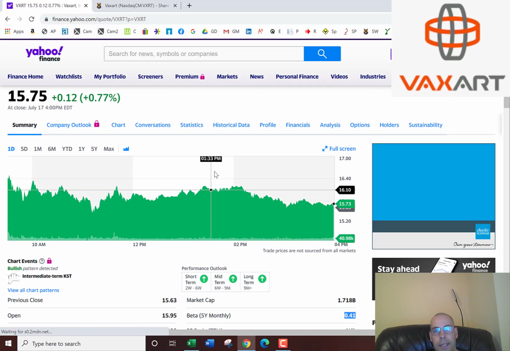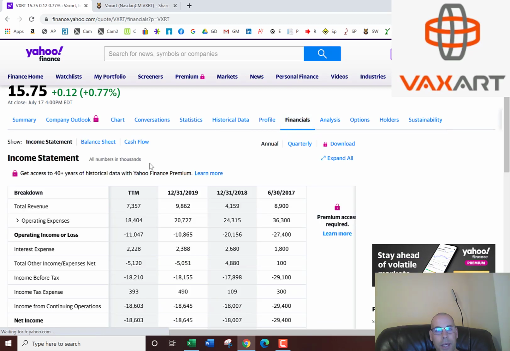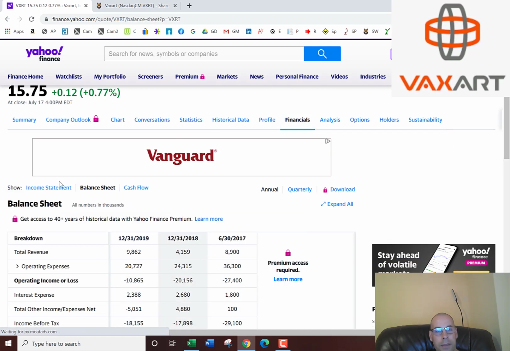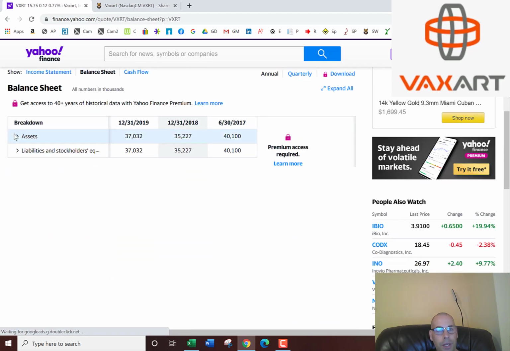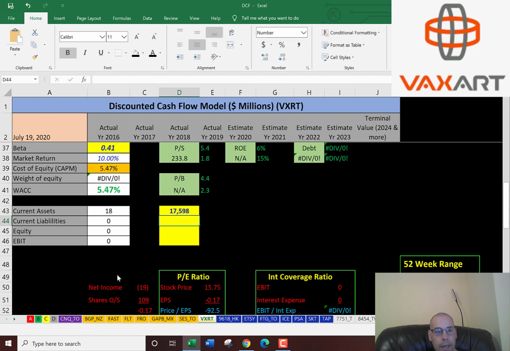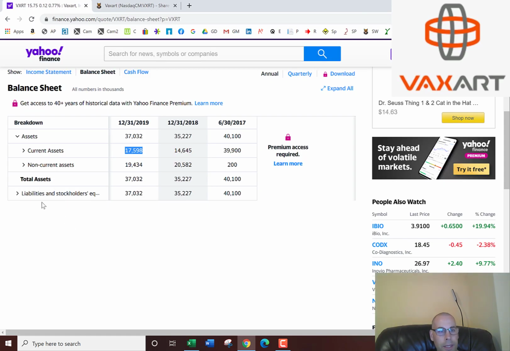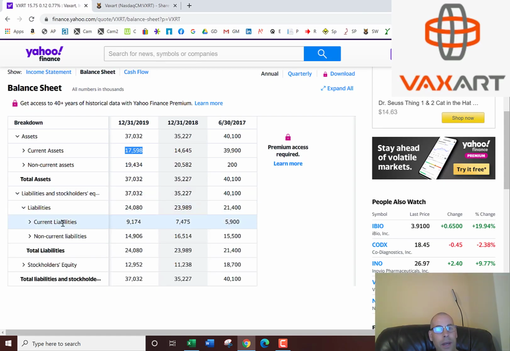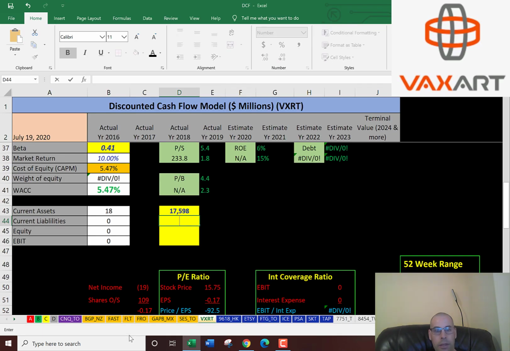Let's get their current assets. We'll go back to the balance sheet. We need current assets for the current ratio calculation. And these are assets that can be liquidated into cash within 12 months. And it mainly includes cash, accounts receivables, and inventory. We also need current liabilities, and this is what the company owes within the next 12 months. That's also part of the current ratio formula.